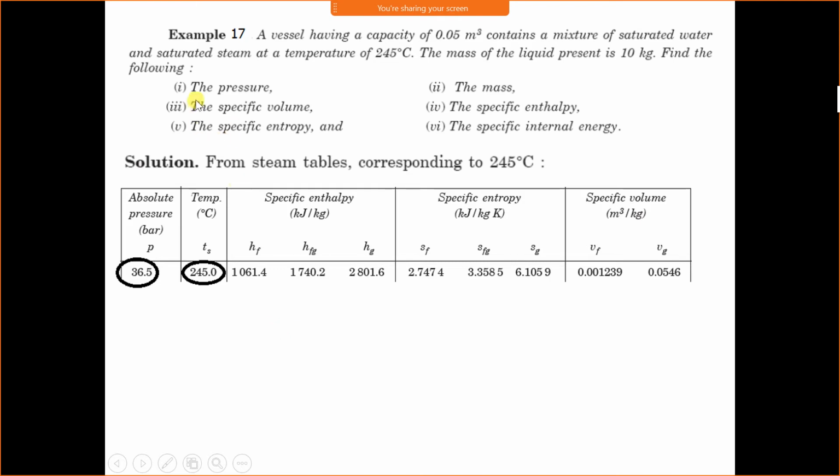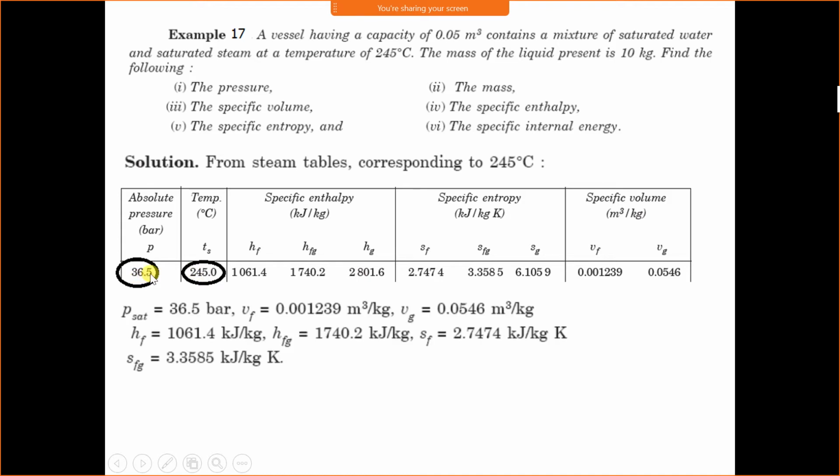First of all, we have to calculate pressure. The saturation pressure corresponding to 245 degrees Celsius is 36.5 bar. Therefore, saturated pressure is 36.5 bar.